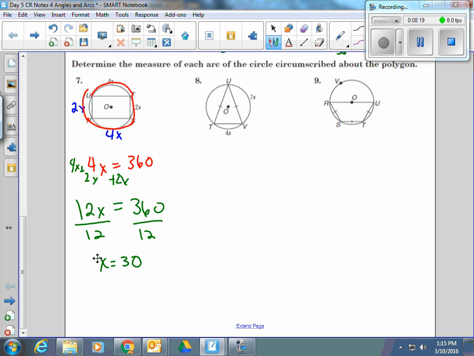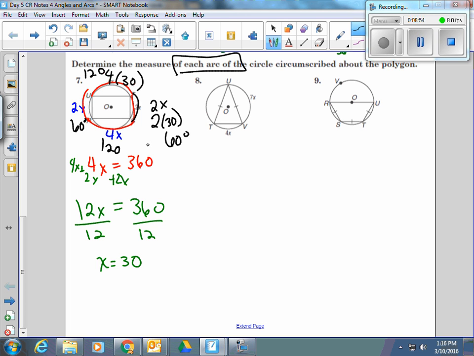Is that my answer? No. Why not? Because they wanted to know the measure of each arc. Well, this arc right here is 2x. How big was x? So what's 2 times 30? 60. That means the arc over here would also be 60 degrees. And up here, this is 4 times x. So 4 times 30 would give me 120. That means the bottom one down here is also.